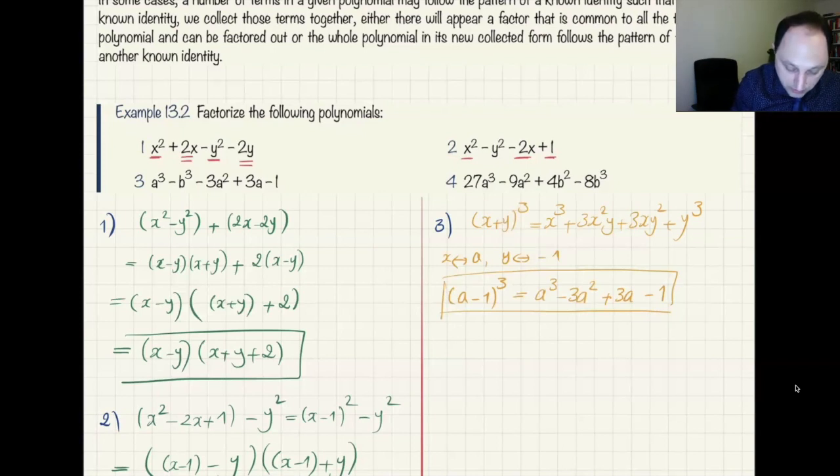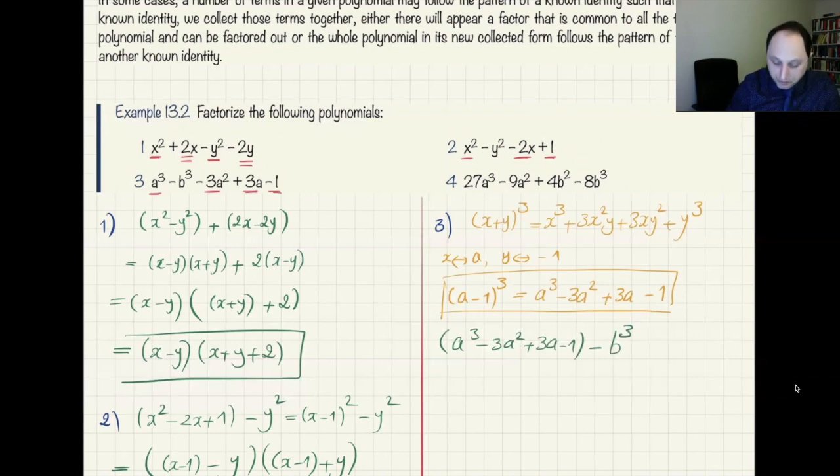The goal is to take this one and this one, this one and this one together, and then it will give rise to this identity. So let us do that. And then minus b cubed will be left alone. So, number 3, if I want to continue, I will group them in the same pair of brackets, plus 3a minus 1, and then minus b cubed is left here.